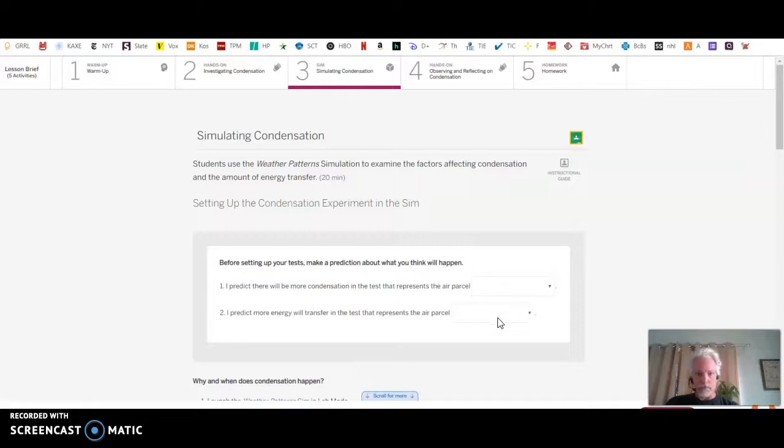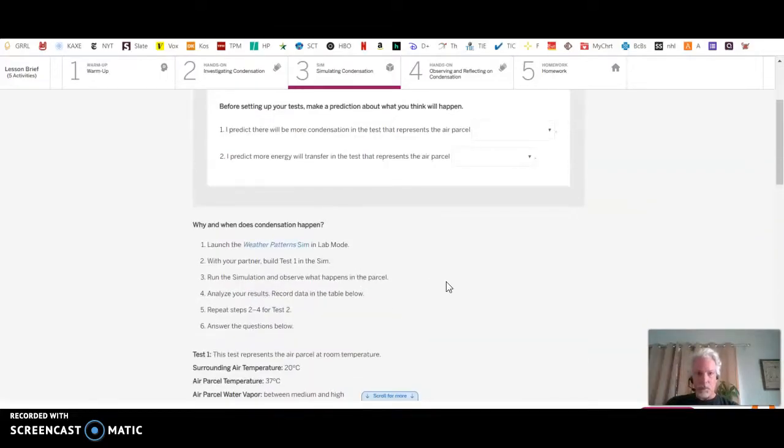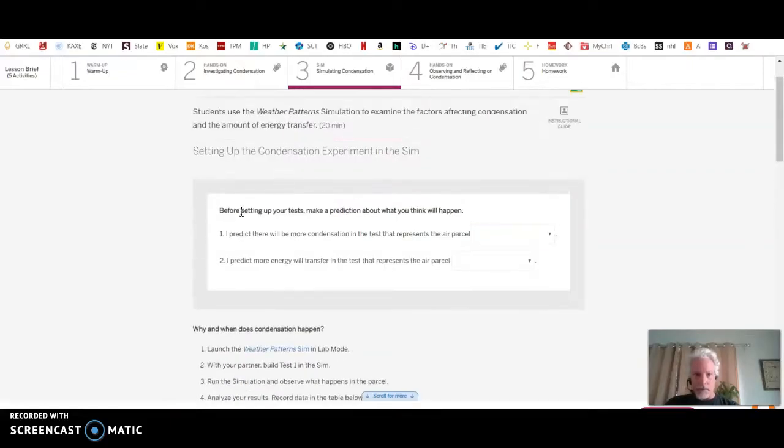Now we're going to simulate what we just did with the bags, or what I just did with the bags, in a simulator. But before we do that, we want to have you predict what's going to happen. So we're going to have two situations where that air is in a parcel that's surrounded by warm air versus one that's surrounded by cold air. Which one do you think will have more condensation in it?